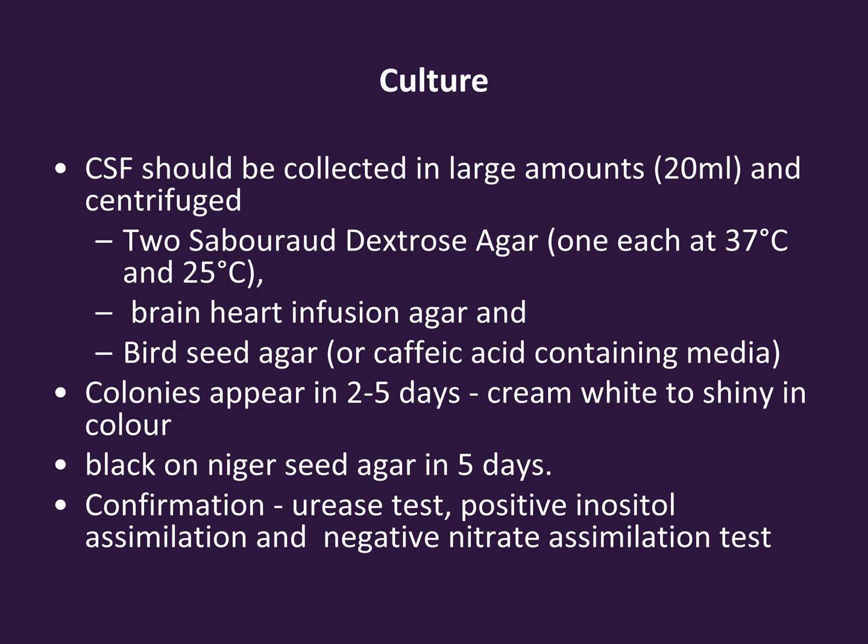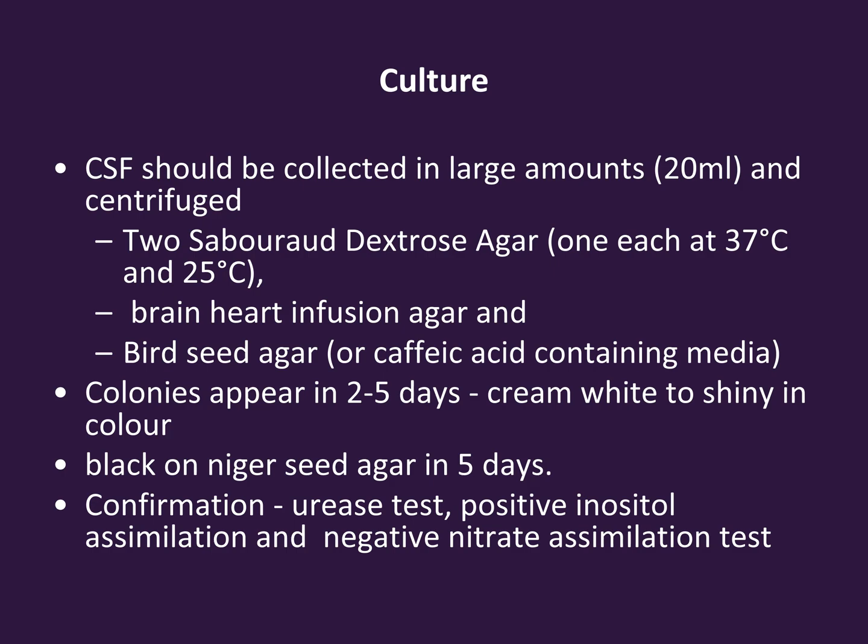So we can inoculate it in Sabouraud's dextrose agar, brain heart infusion agar, the bird seed agar, or caffeic acid containing media. Colonies can appear in 2 to 5 days, and they are creamy white and shiny in color. The colonies are black on Niger seed agar, and they appear in 5 days. Confirmation of the Cryptococcus can be done by a urease test, which is positive, inositol assimilation, which is positive, and nitrate assimilation test, which is negative.